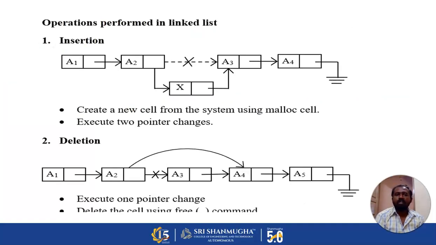Okay, these are the operations performed on a linked list: insertion and deletion. The first one is insertion. I insert the value between A2 and A3. Okay, the A2 to A3 link is first cut. Next we insert the new node, the new node being X. Create a new cell from the system using malloc. Execute 2 pointer changes. Next we have deletion: A1, A2, A3, A4, A5. Execute 1 pointer change. Delete the cell using the free command. Okay.